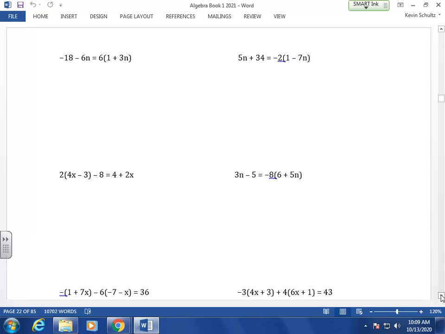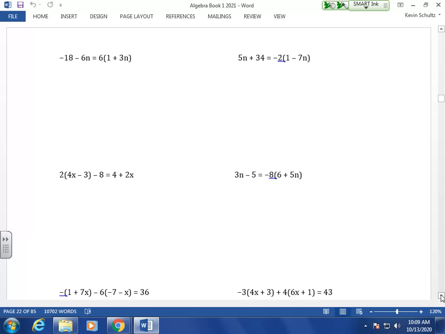Let's look at this first one here. Okay. Negative 18 minus 6n equals 6 times, in parentheses, 1 plus 3n. Let's look at the next one then. 5n plus 34. Did we do this one together? Okay. 5n plus 34 equals negative 2, and then in parentheses, 1 minus 7n.